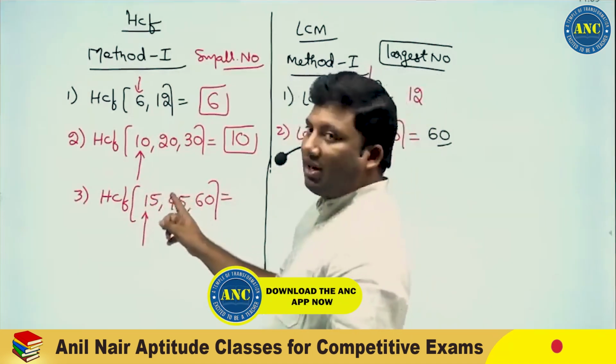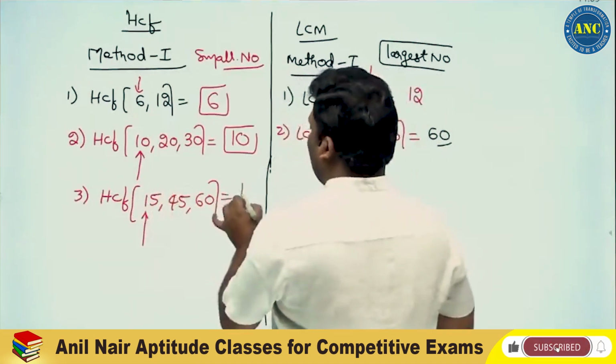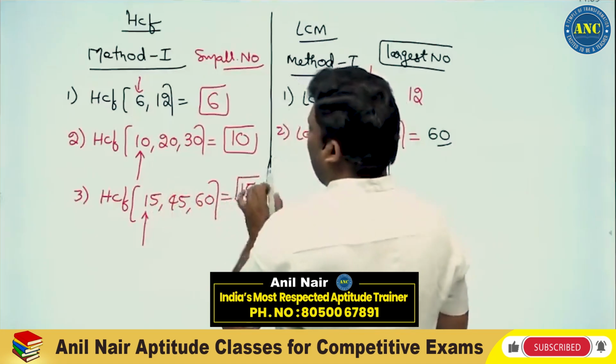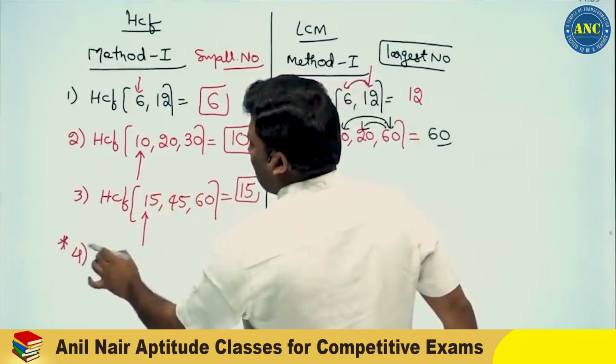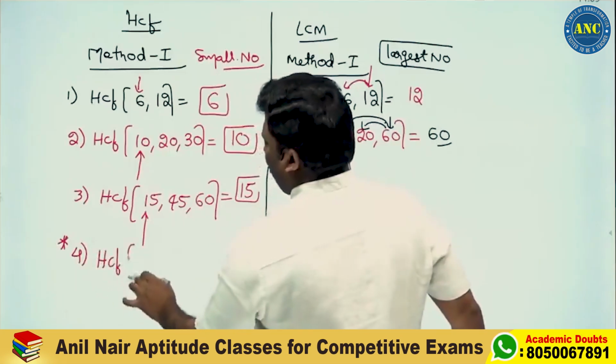So 15 3s are 45, 15 4s are 60. It is 15. Suppose the fourth point is important. This will help me to solve a lot of questions.